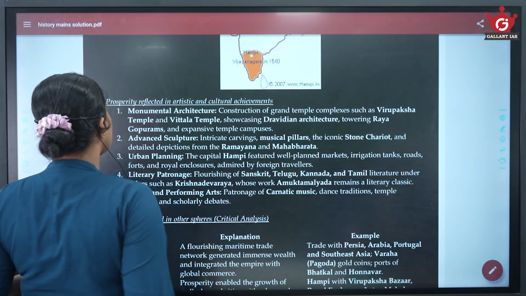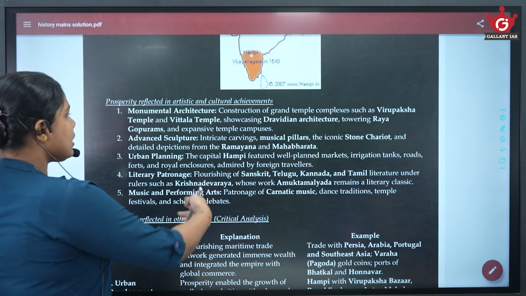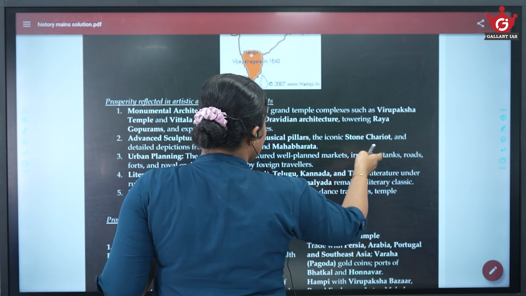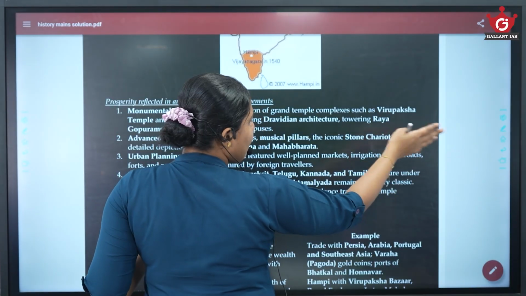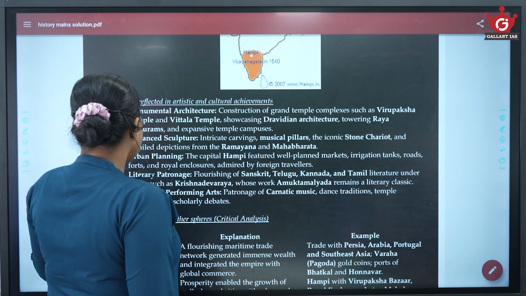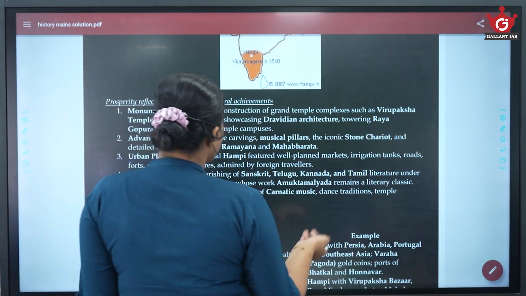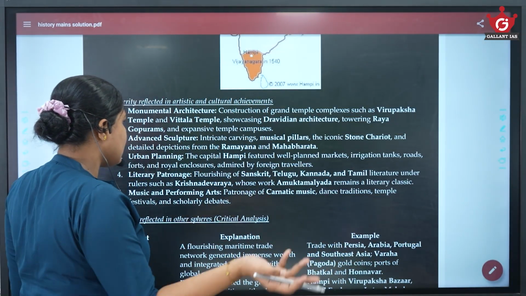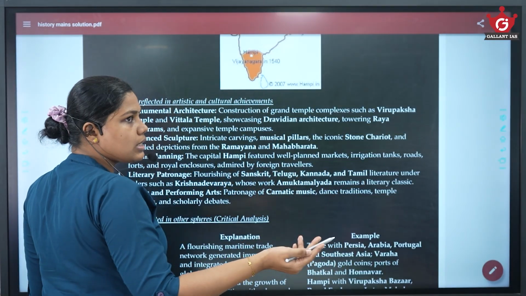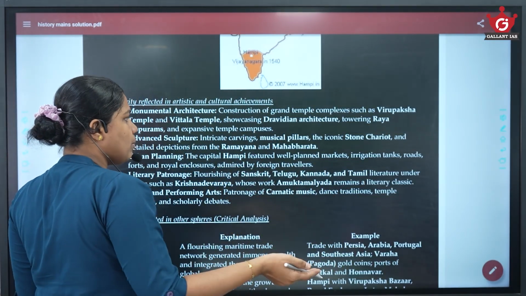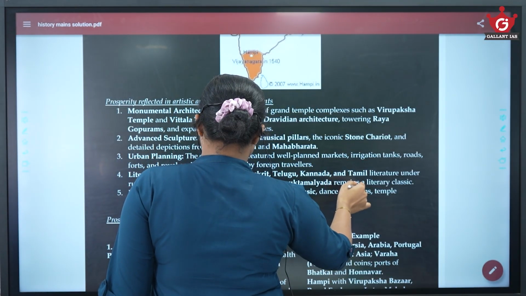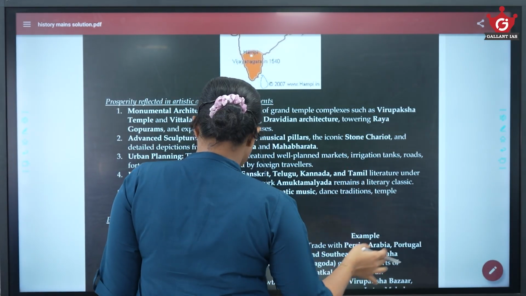So another thing about them is the urban planning. The capital Hampi was very well planned, it had well planned markets, irrigation tanks. You can mention the Kamalapuram tank, roads, etc. And next is the literary patronage. So you can mention Krishna Devaraya, his work Amuktamalyada. And if you know any other works from Vijayanagara, you can also mention. And always mention Sanskrit, Telugu, Kannada, Tamil literature, which was greatly flourishing under this empire.